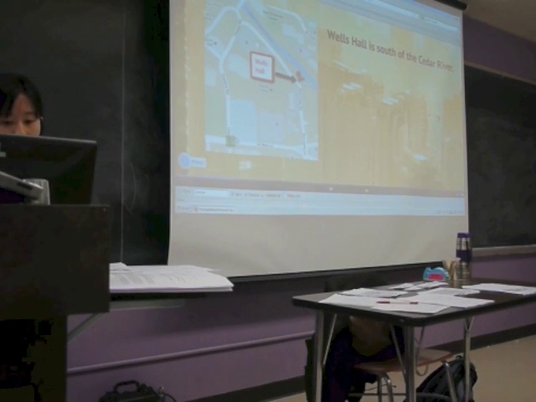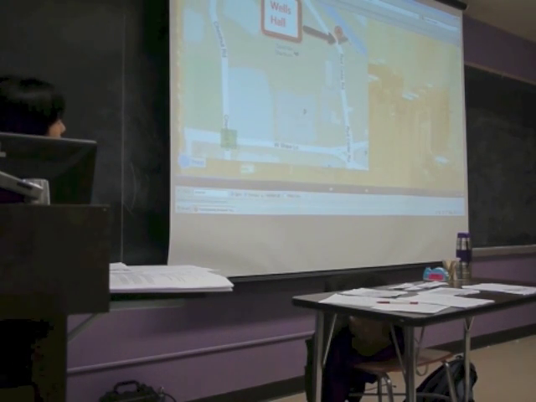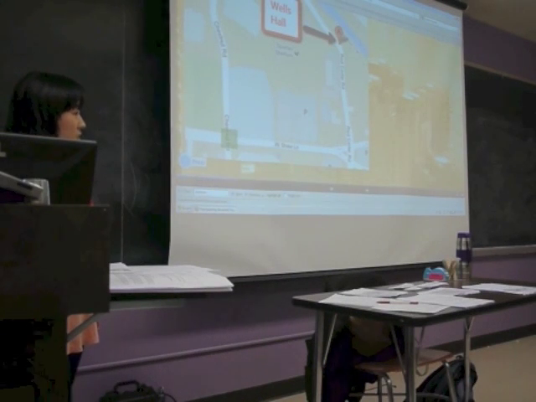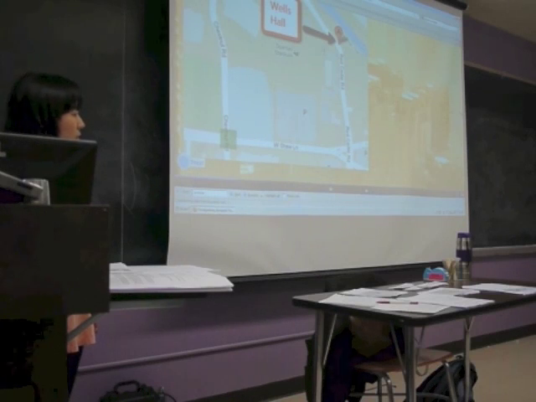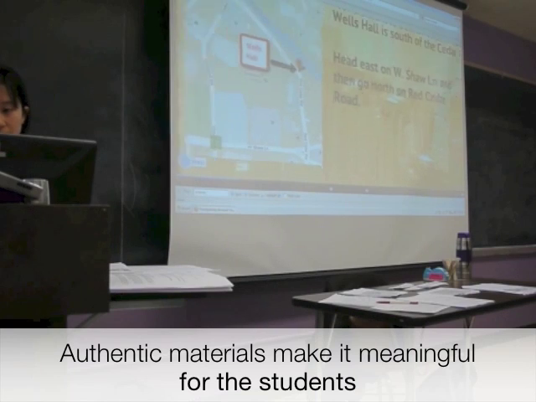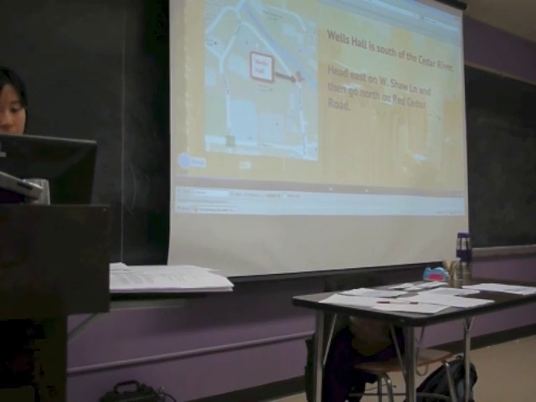So let's say that we are right here on Chestnut and West Shaw Lane. And we want to get to Wells Hall. So what would we say? How do we get from here to Wells Hall? We would have to go this way, right? So we would have to go, what direction is that? East. So we're going to go east on West Shaw Lane, and then we're going to go north on Red Cedar Road. The use of Google Maps is an authentic way to tie in cardinal directions in a meaningful way. This is something that students will use in their everyday life, making it meaningful to learn.